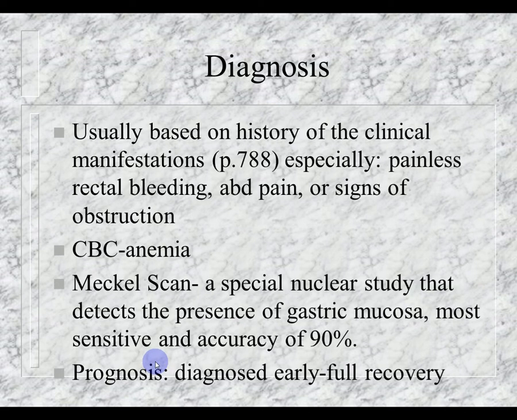Diagnosis is usually based on a history of clinical manifestations. If you look on page 788 in your book, box 24-6, the 3 main things is abdominal pain, bloody stools, and then sometimes anemia and shock. If you look at the abdominal pain, it's similar to appendicitis. It can be vague, it can be recurrent.